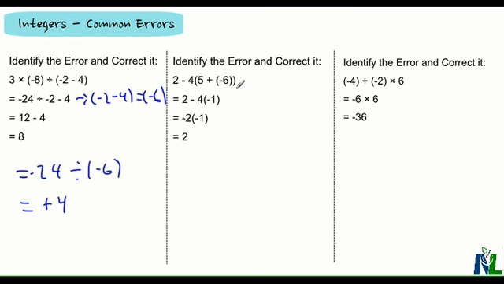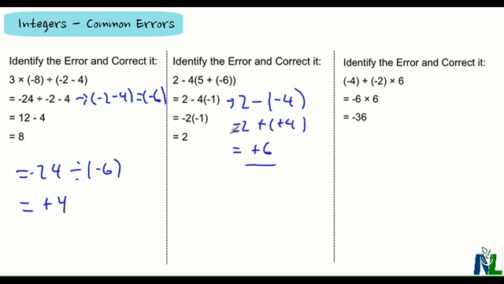Next one, it looks like they did take care of the brackets first. They had 5 plus -6 and got a -1. And then they went 2 subtract 4 is a -2. -2 times a -1 is a +2. But here, again, they should have done 2 times 2 subtract a -4. Okay? Or you could write that, add the opposite, 2 plus 4, which would give you a +6.